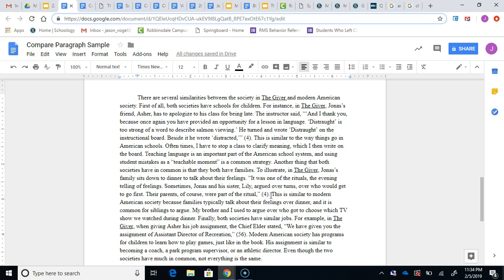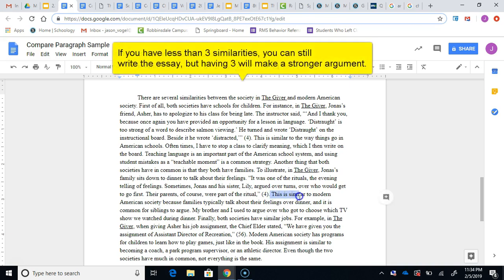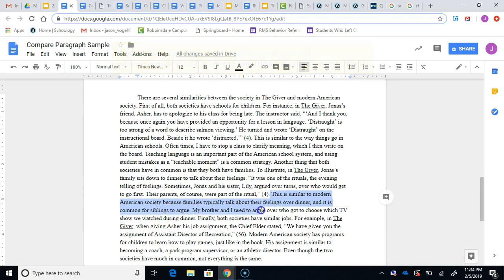Now again, I have to explain how this looks in American society and clearly tell my reader that I'm talking about American society. This is similar to the modern American society because families typically talk about their feelings over dinner, and it is common for siblings to argue. My brother and I used to argue over who got to choose which TV show we watched during dinner. So I used a personal example to illustrate my point of how these two things were similar.